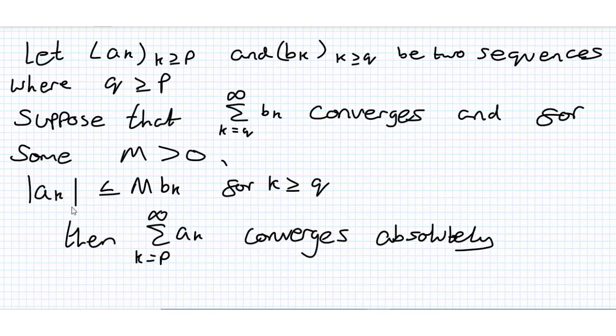intuitively: if each AK is less than MBK and BK converges, well, it makes sense that AK would also converge. And then to remember the absolutely, I would just say we're thinking about this as a modulus, and if you remember our definition for absolute convergence, that also involves the modulus, so that's a way to remember it, not really some sort of justification.